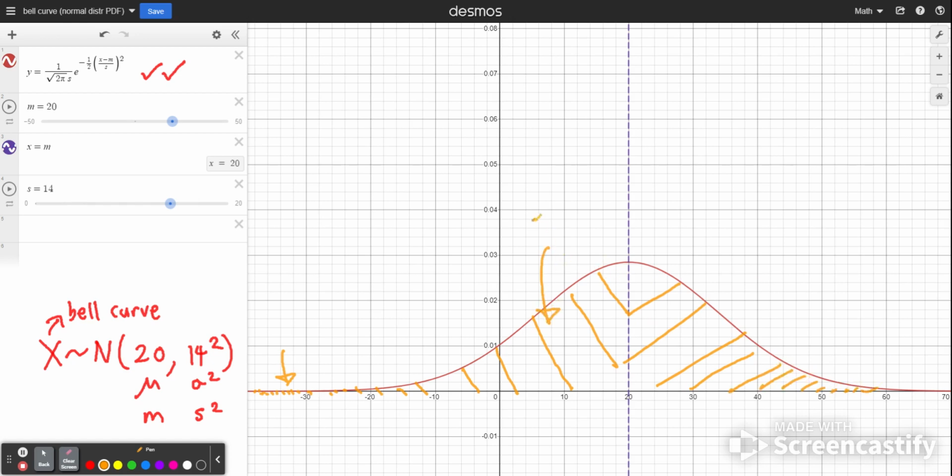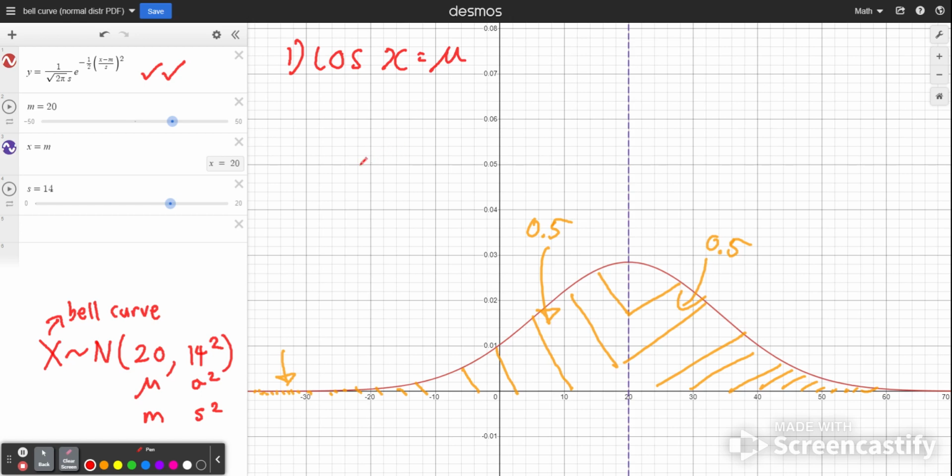Also, by the way, the area to the left here will be 0.5, area to the right will be 0.5. Area must add up to 1 because the area is probability. But that's not the main point I want to bring up here. The main point I want to bring up over here is point number 1. Line of symmetry is x equals to mu. In this case, mu is m is 20.